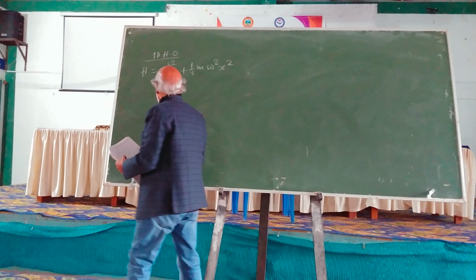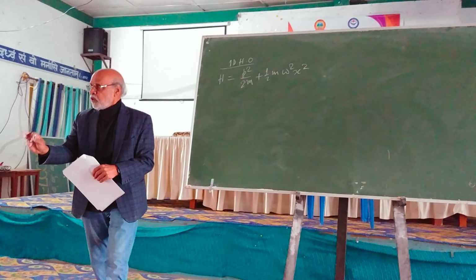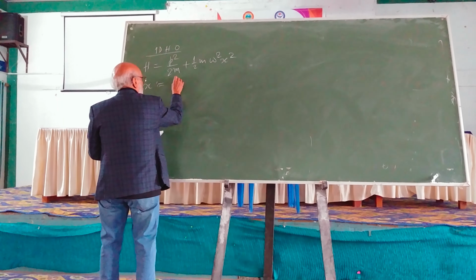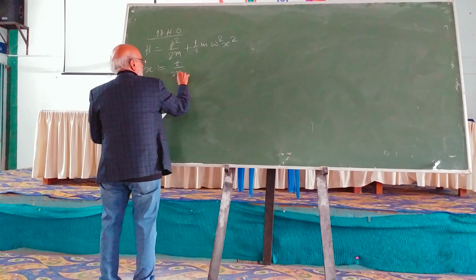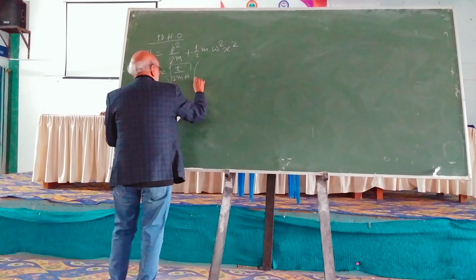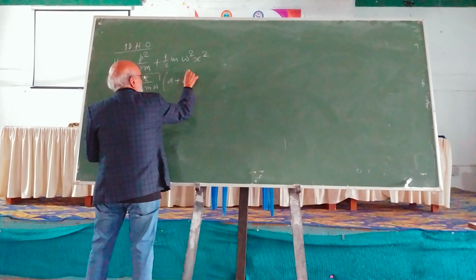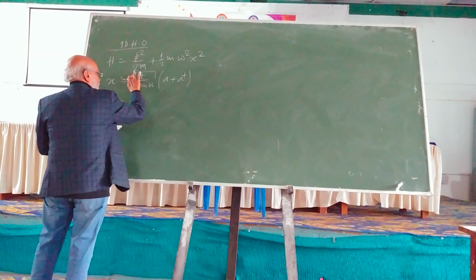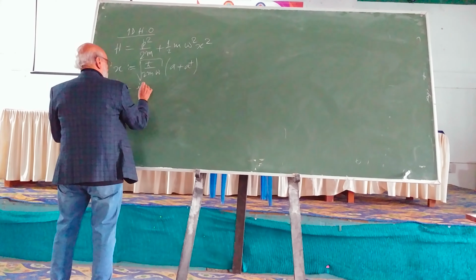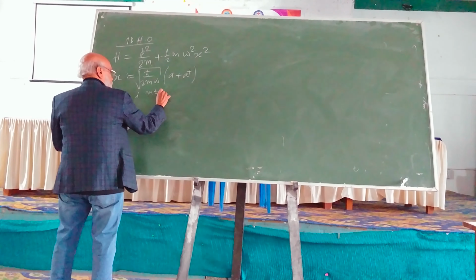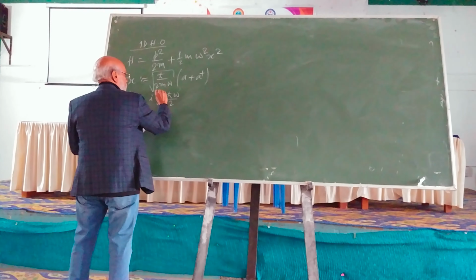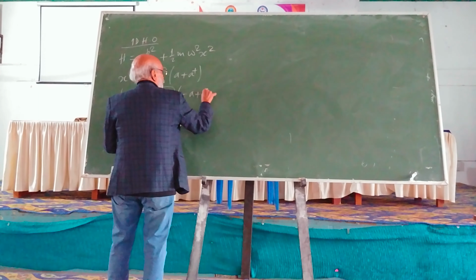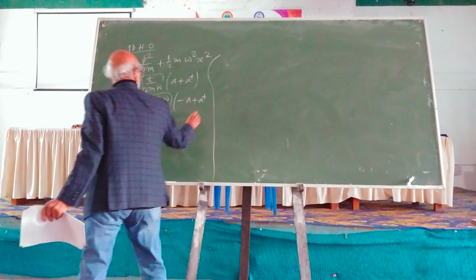Now, so far there is nothing new, but now let me introduce x equals root of h cross by 2m omega into A plus A dagger. Then P will come out to be, one can calculate, iota times root of m h cross omega by 2. This is just a constant. And you know the procedure, how to get it, minus A plus A dagger. Okay?